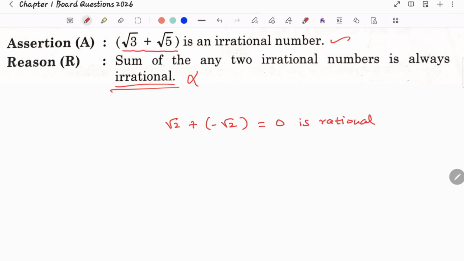So this is false. Assertion statement is true. Reason is false. So which option is correct? So the correct option is assertion is true, reason is false.